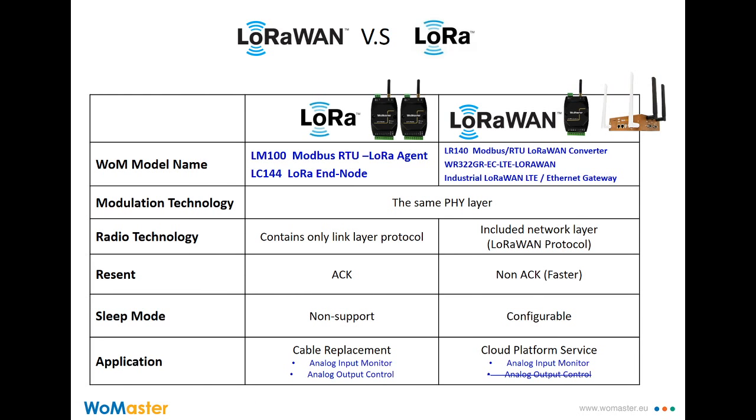Back to the LoRa, it's used for cable replacement applications, and it can do simple analog control in non-priority applications with the ACK mechanism. As for the LoRaWAN, it's suitable for a larger network scope and collecting data to the cloud platform with the LoRaWAN protocol. But in this case, analog control by LoRaWAN is not suitable. In the following slides, we will show you the features of the WoMaster LoRa and LoRaWAN devices.